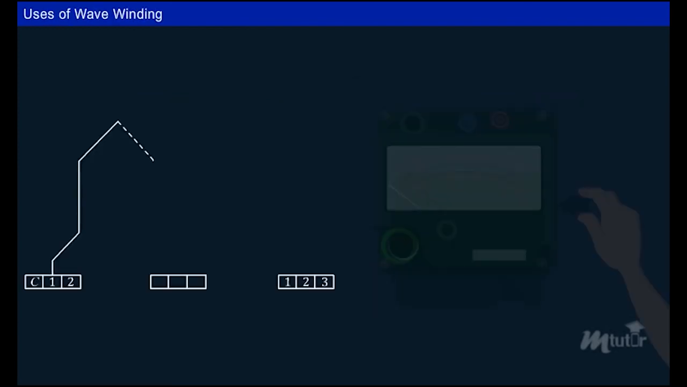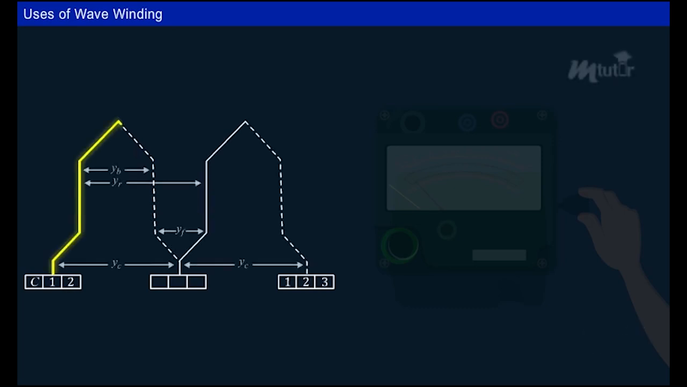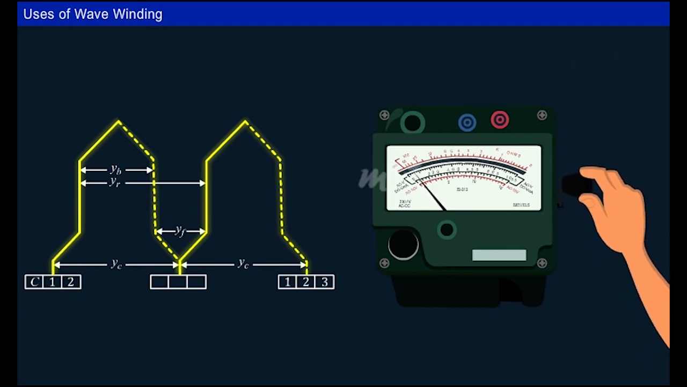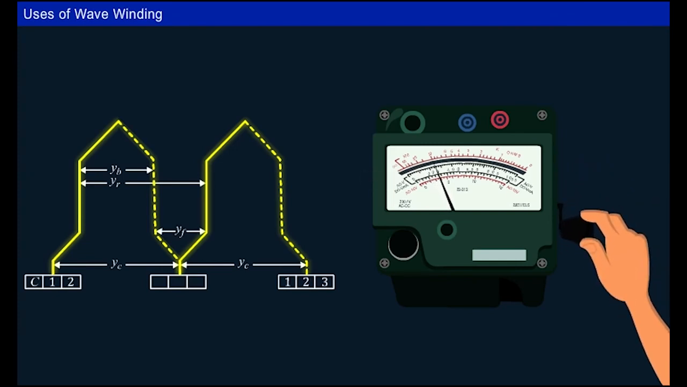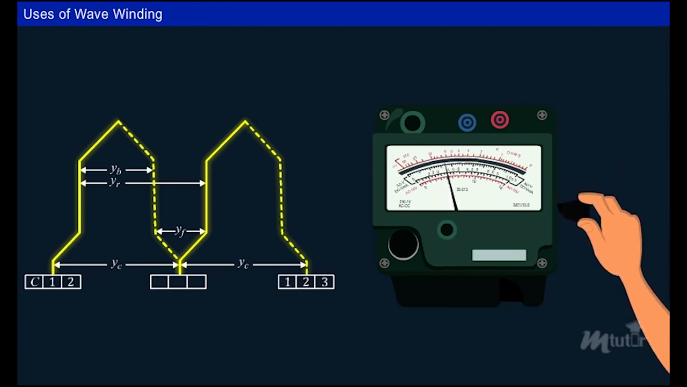As we have seen, in the wave-type winding, the coils are connected in series. Hence, the voltage of each winding gets added, but the current remains the same. Therefore, this type of armature winding is used in applications requiring high voltage and low current, such as the hand-cranked megohm meters for providing high test voltages.